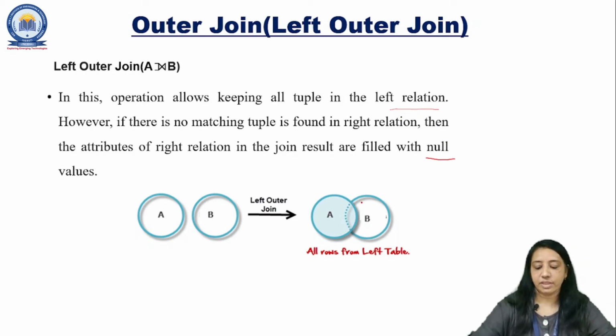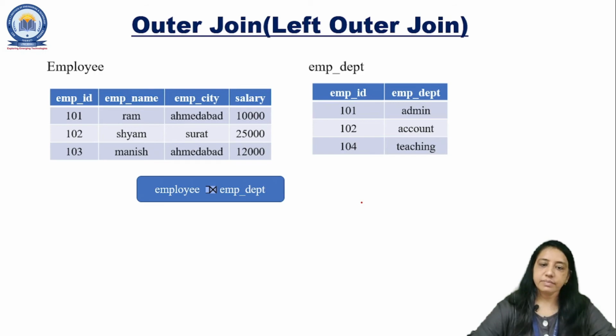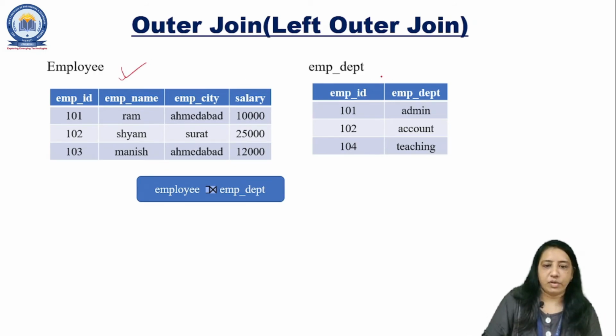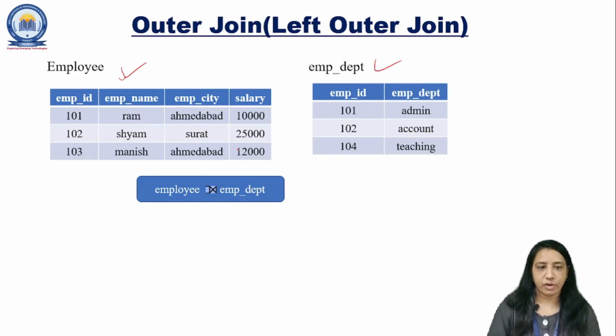Now we will see an example. Two tables are there, employee and employee department. Here you can see that some data is modified. Previously only two rows were there, and I have added one row. This is 103, Manish, Ahmedabad, and the salary is 12,000. And here in employee department, this is 104 and teaching.